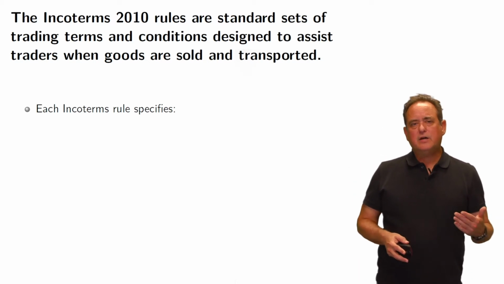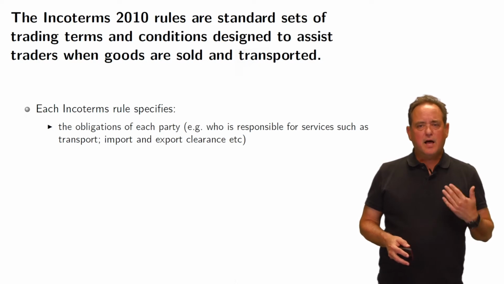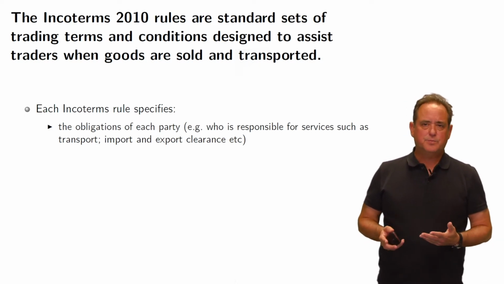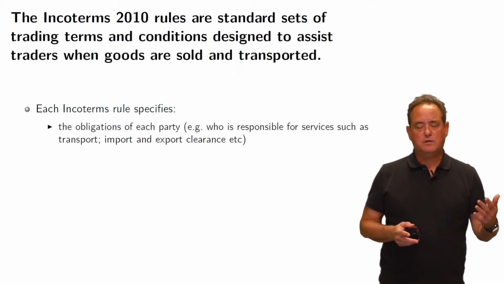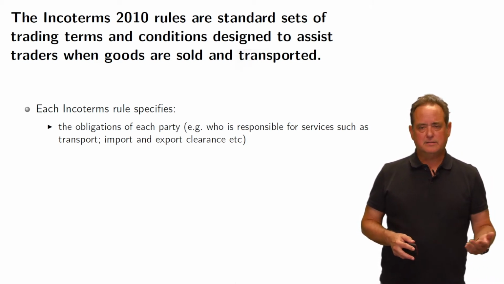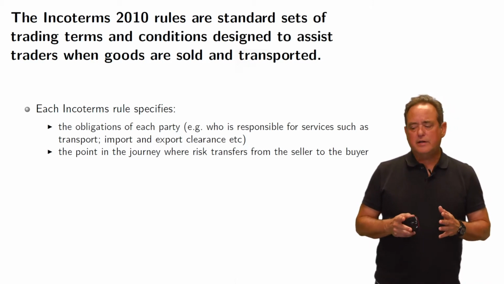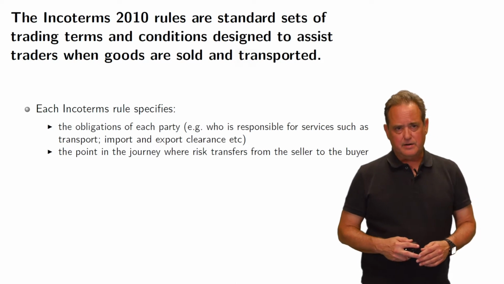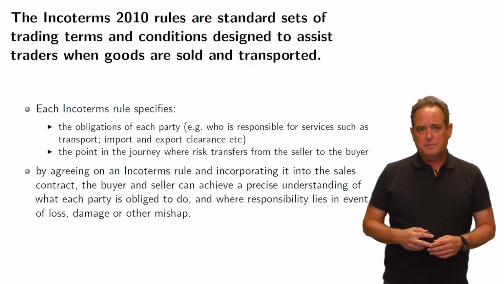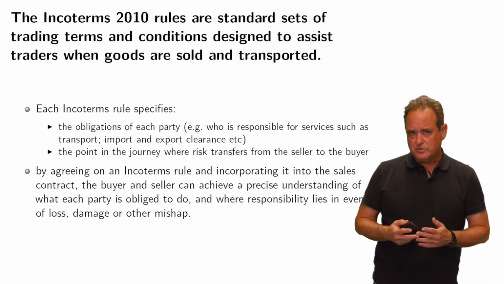Now, each Incoterm rule supplies the obligations of each party, who's responsible for services such as transport, import, export, clearance, etc. It's going to describe the point in the journey in which risk of loss transfers from the seller to the buyer, and does so by agreeing on the Incoterms.